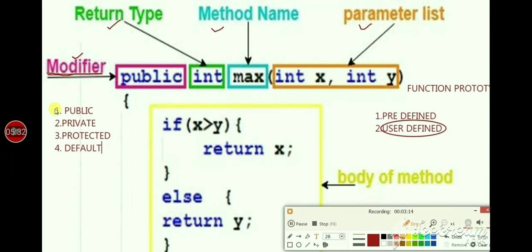Java also supports many non-access modifiers such as static, abstract, synchronized, native, volatile, transient, etc. Now let's see about return type. Here it is int type. If you don't have to return any value from the function, you can use void. Otherwise, it may be of any valid Java data type like int, float.